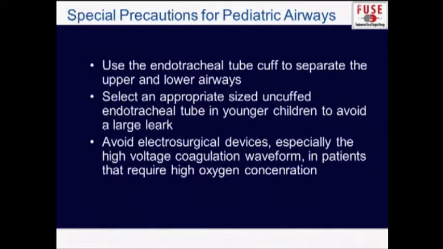So for older children, usually above 8, you will be using cuffed endotracheal tubes. That can separate your upper and lower airways. But when you're operating in the younger children, you want to use an appropriate sized uncuffed tube to avoid a large air leak, which could increase your nitrous oxide or your oxygen concentrations at the operative site. And these are for your oropharyngeal procedures.